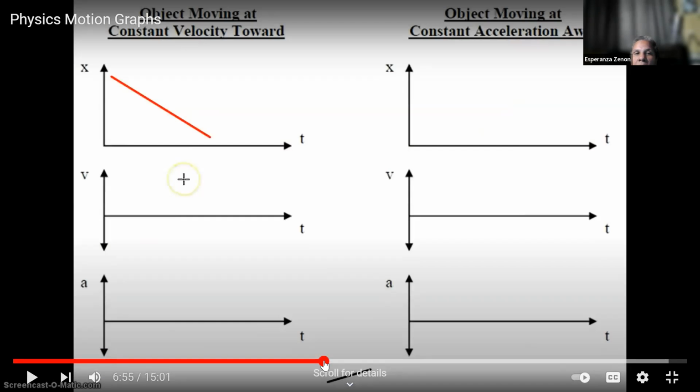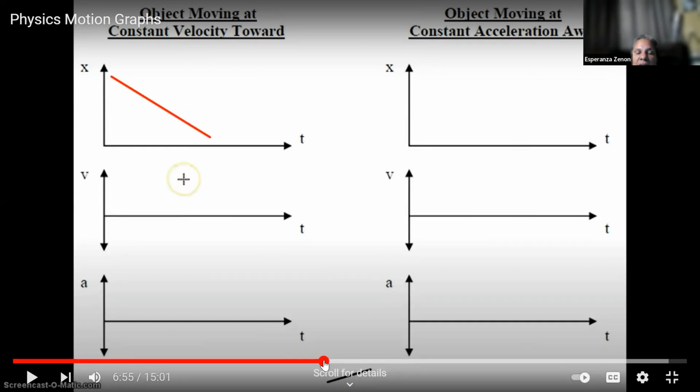Okay. And then he's looking at the scenario where you have constant velocity toward. Because if in the other position time graph, you're moving away, in this graph, the object is moving toward where it started from. It's coming back to where it started from, in other words.